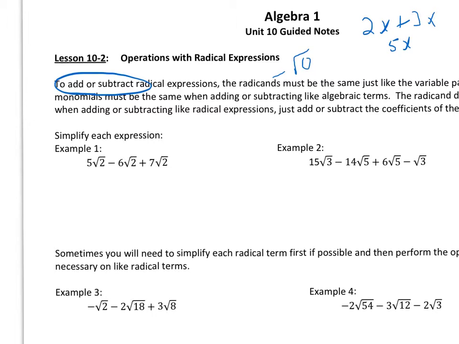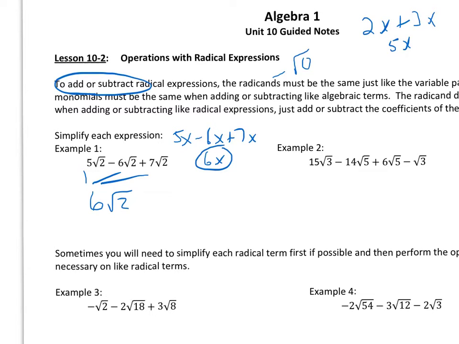So what we're going to do is transfer that over to, for example, example 1, where you have root 2 and root 2. They are all considered like terms because they all have root 2, which allows me to take the coefficients, in this case 5, negative 6, and 7, and put them together, which will give us a positive 6. And then you would finish by saying root 2. So again, it's like saying 5x minus 6x plus 7x, and you end up with 6x's.